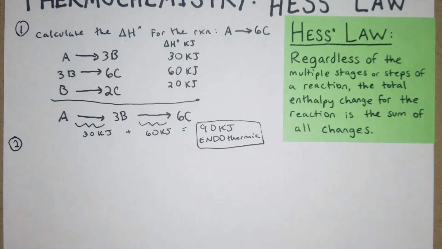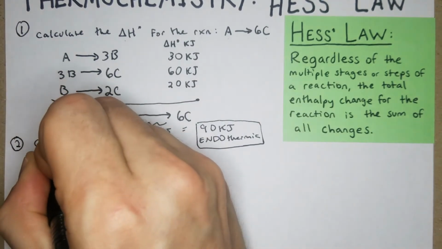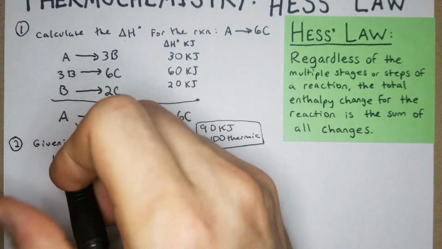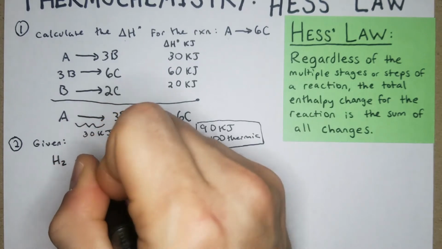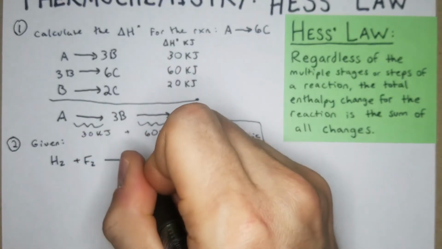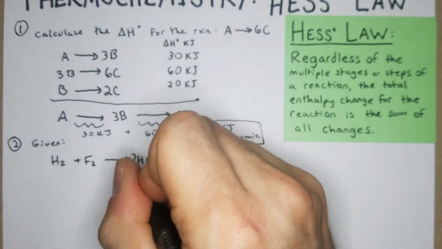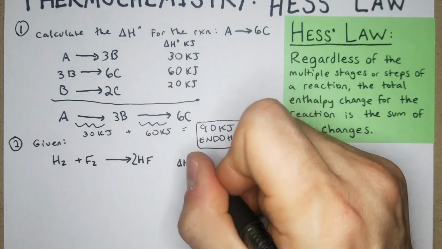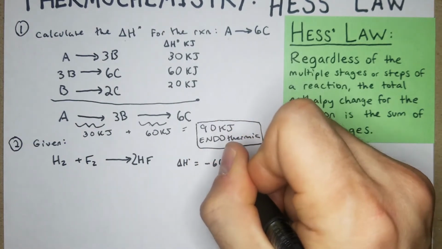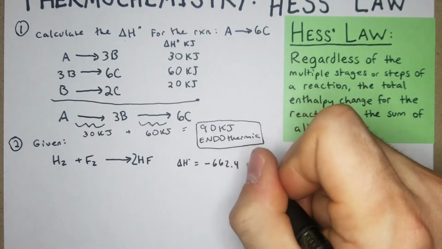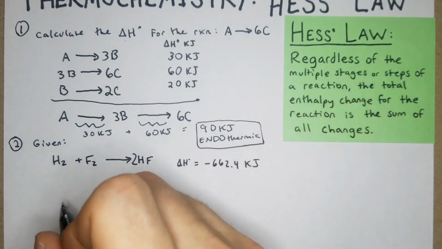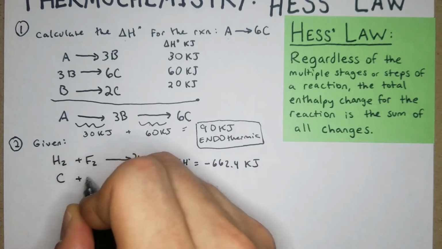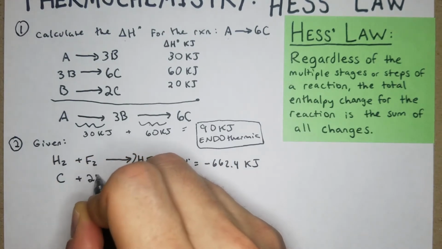So now we'll do a more commonly challenging one. Given H2 plus F2 yields 2HF, negative 662.4. They're usually going to be, at least in my experience, not clean numbers like up here, just to increase the odds that you make a calculation error somewhere along the way.